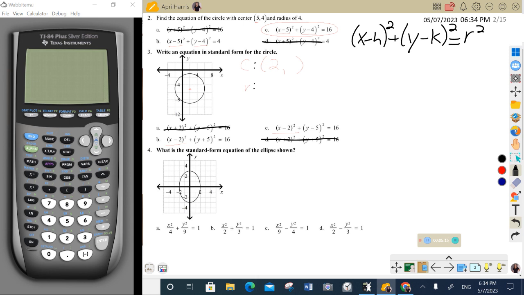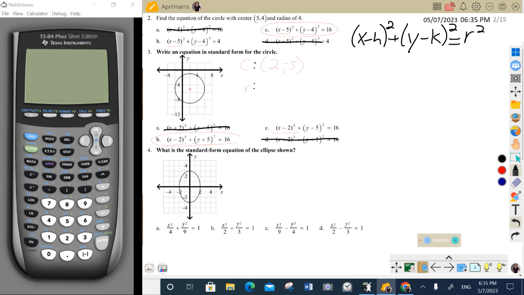Well, if you go right 2, it looks like we're going down 5. So the y value of the center is negative 5. But remember, we're going to do plus 5 in the equation. And you can also count the radius. We really don't need the radius because we already know the answer, but we're counting by 2s. So 2, 4. The radius is 4, and 4 squared is 16.